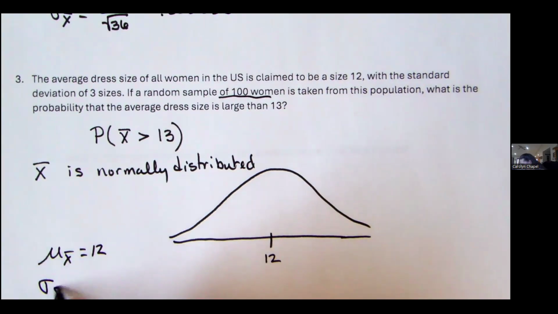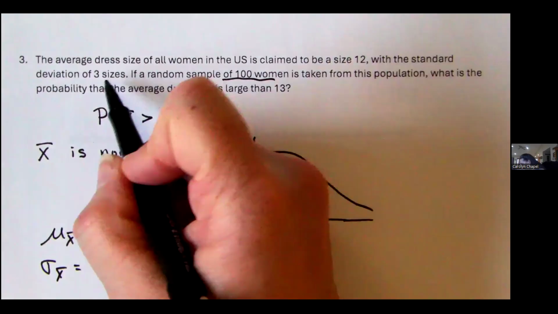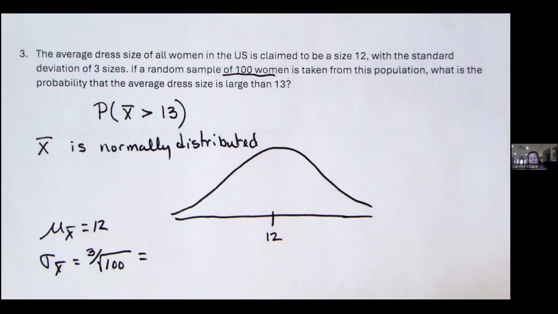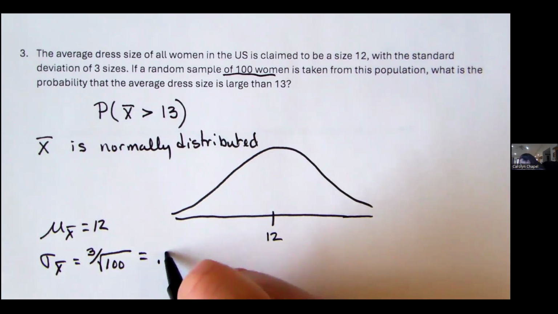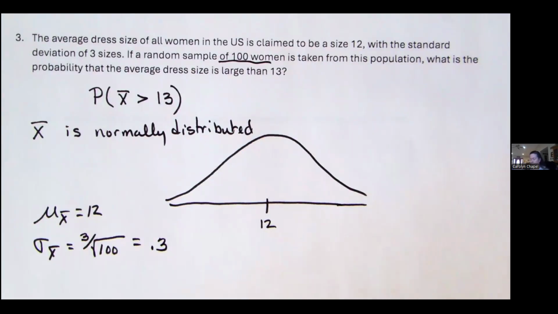Sigma of X bar, because that's what we're talking about, is going to be the standard deviation of the population divided by the square root of my sample size. And in this case, that's an easy number to calculate for me without a calculator. So that's going to be 3 divided by 10, or 3/10.